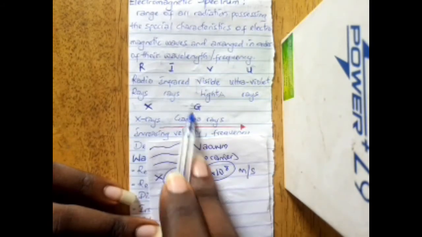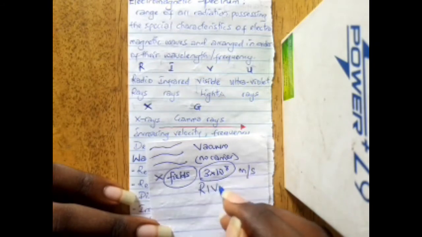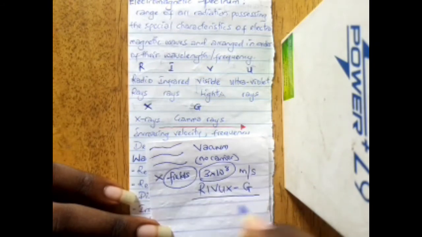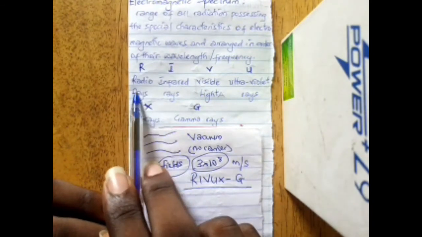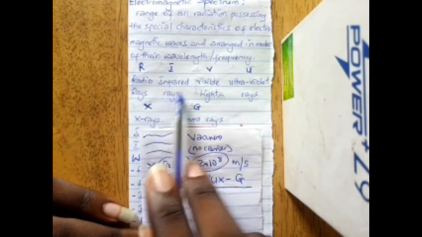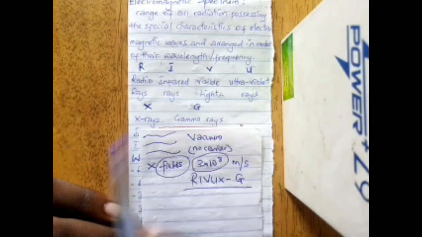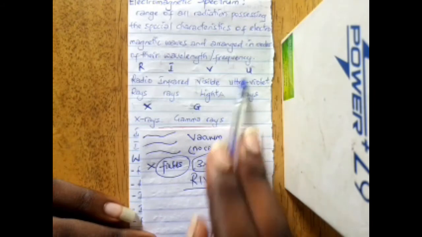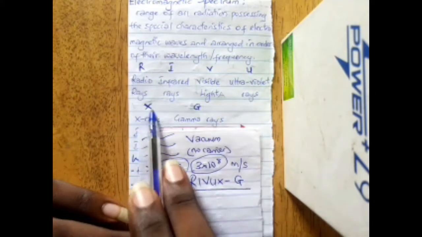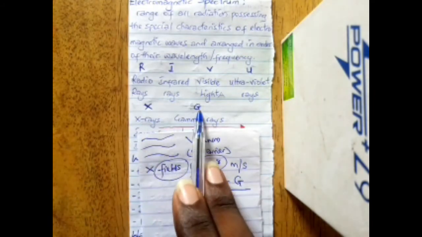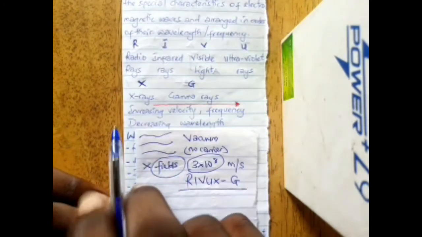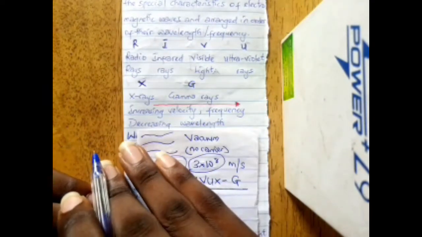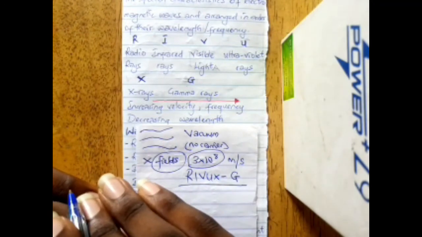So we have ROVUXG, a short form for us to remember them. R stands for radio rays, I stands for infrared rays, V stands for visible light, or lights that we can see, U stands for ultraviolet rays, X stands for X-rays, while G stands for gamma rays. So we have 6 radiations or 6 waves in the electromagnetic spectrum.